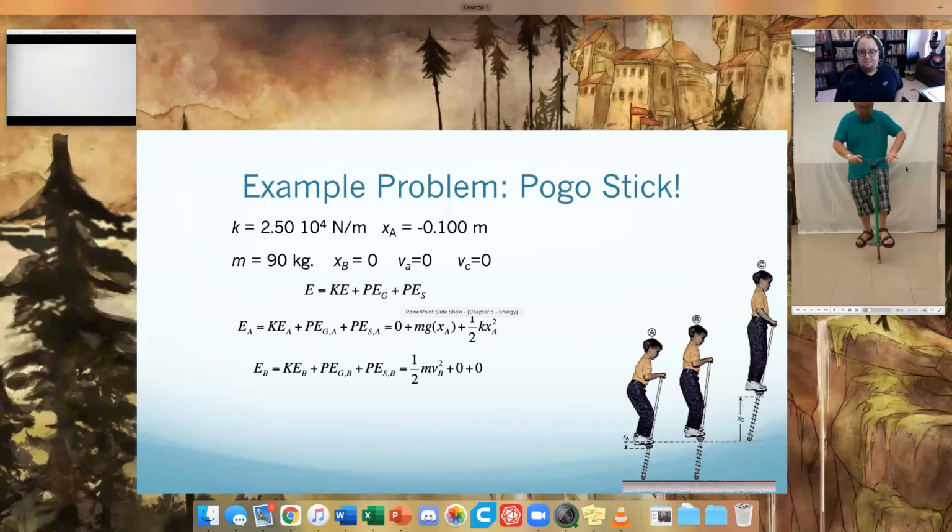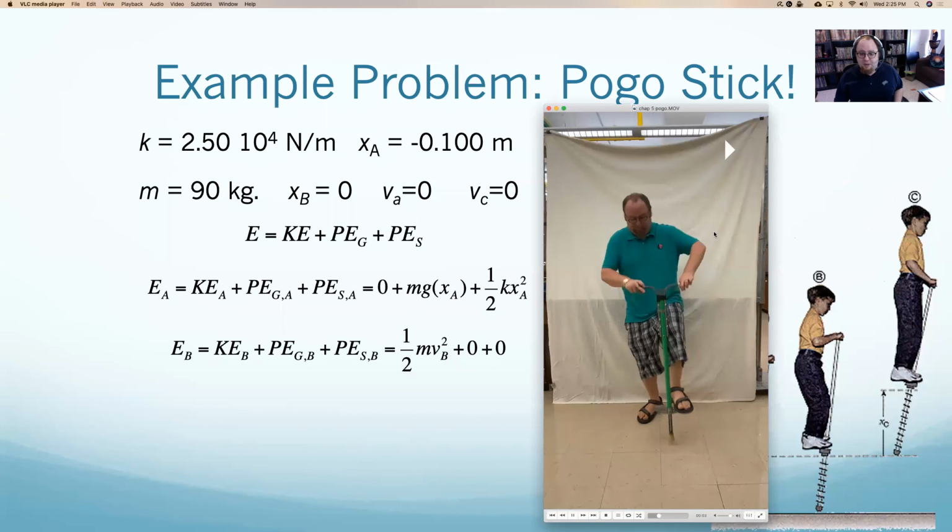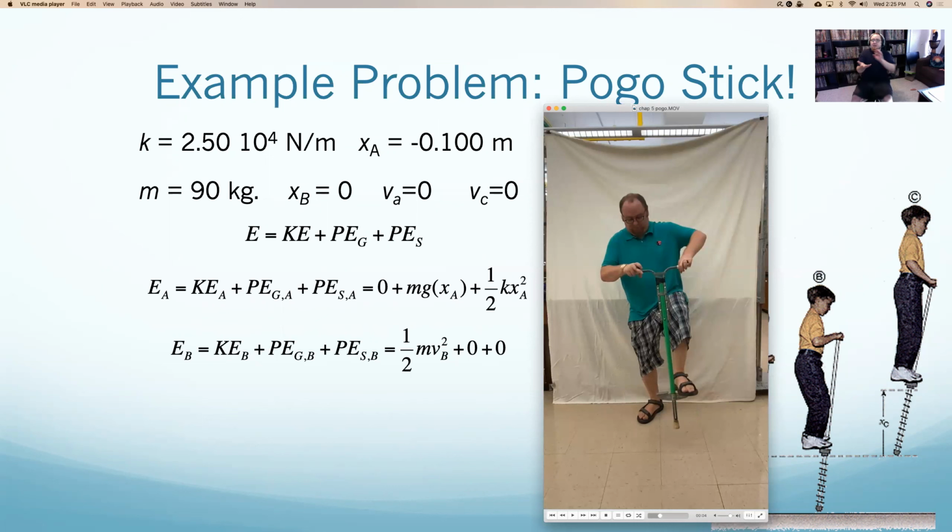And then we have C. C is when I'm at my highest point. If I throw something up, at the highest point your velocity is zero because you're in between going up and going down. And so my velocity at C must be zero. But I'm up high, so I have gravitational potential energy. But here's the interesting thing. I might have gravitational potential energy, but I don't still have spring potential energy.